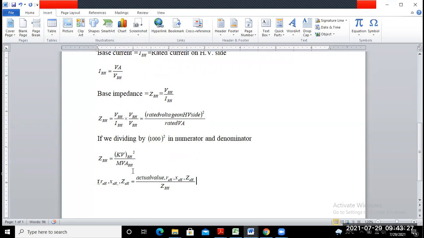Okay. Similarly, we can find them for the low voltage side. The same procedure you have to follow, and the resistance, reactance, and impedance values can be represented on the low voltage side. So you may practice this one in a similar way.